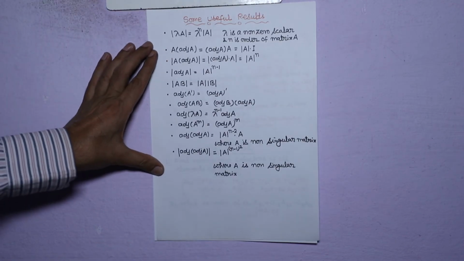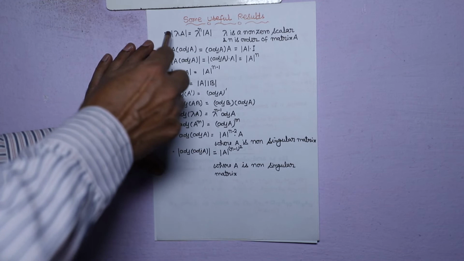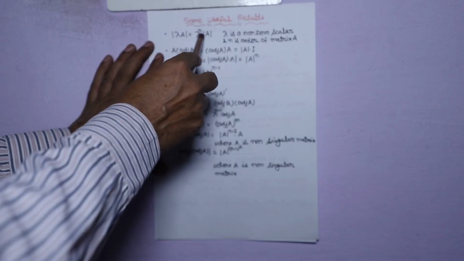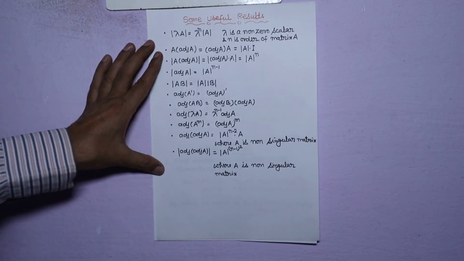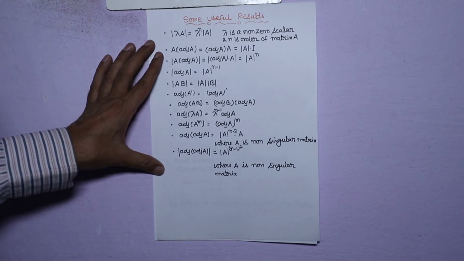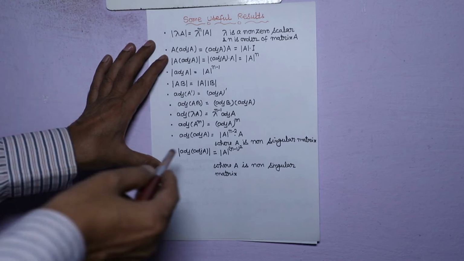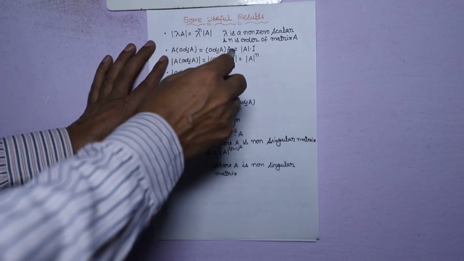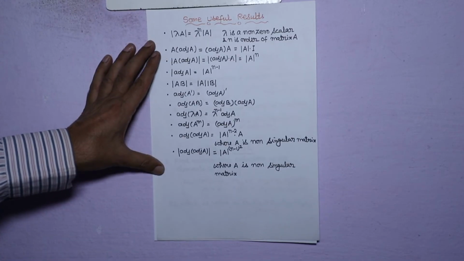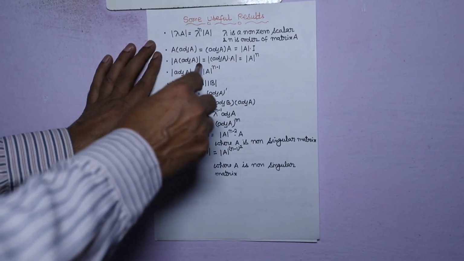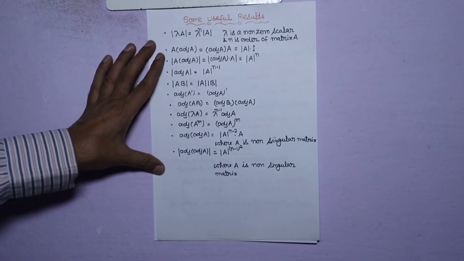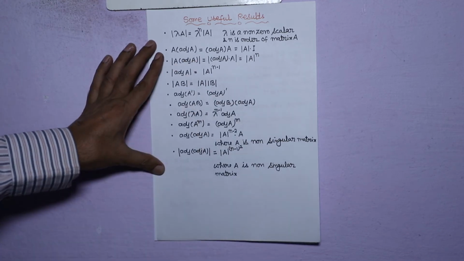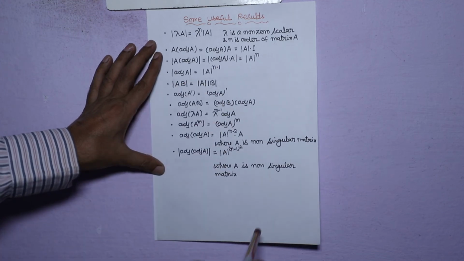There are some useful results that will be very helpful. Determinant of lambda A is lambda to the power n times determinant A, where lambda is a non-zero scalar and n is the order of matrix A. A into adjoint A equals adjoint A into A equals determinant A into I. Determinant of A into adjoint A is determinant A to the power n, where n is the order of matrix A. Determinant of adjoint A is determinant of A to the power n minus 1.